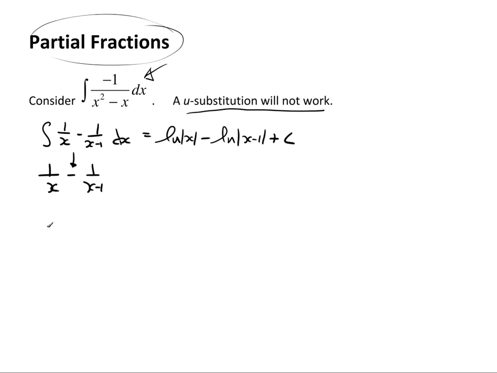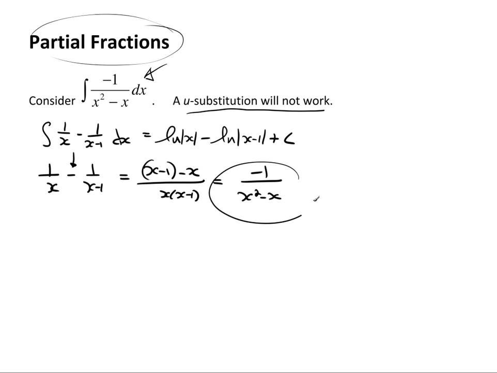But notice that if I take 1 over x minus 1 over x minus 1 and I perform this operation of subtraction, x times x minus 1 is the least common denominator. That gives me x minus 1 minus x over x times x minus 1, which is this negative 1 over x squared minus x. That is what we start off with over here.